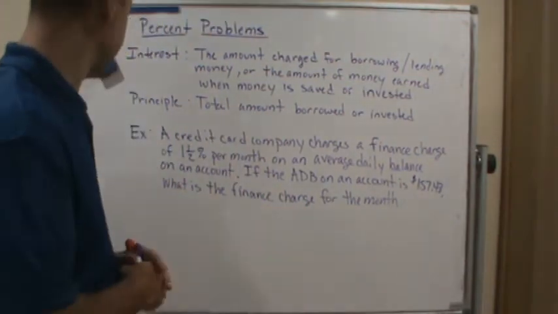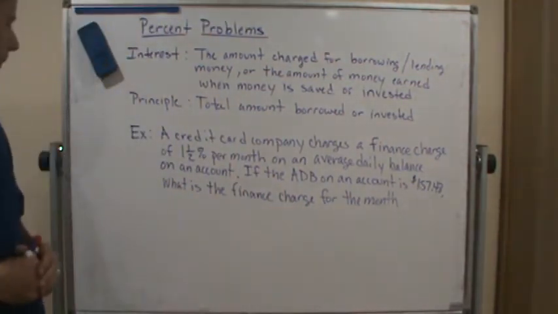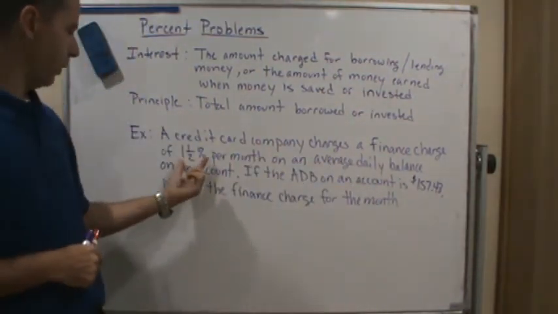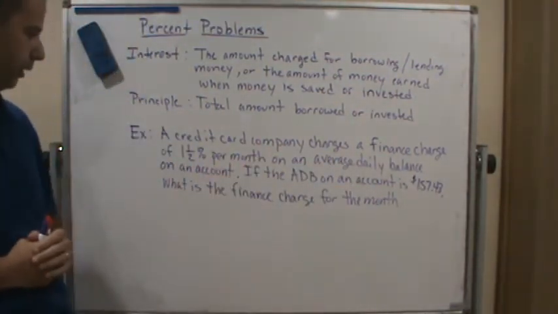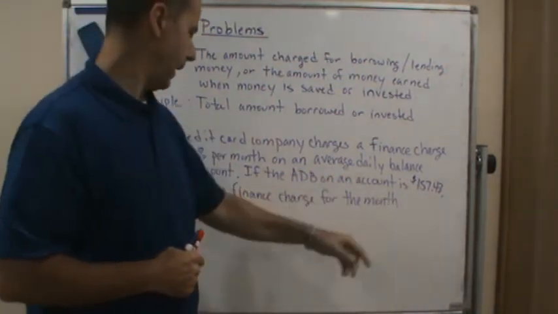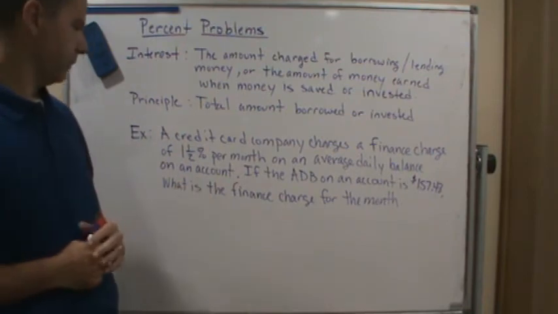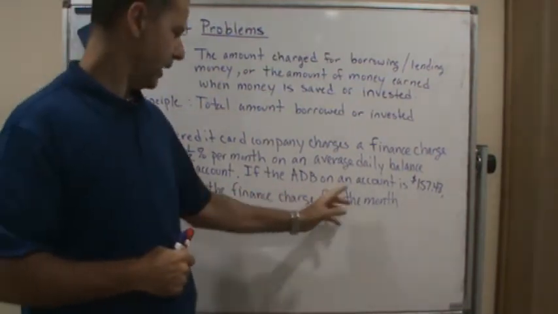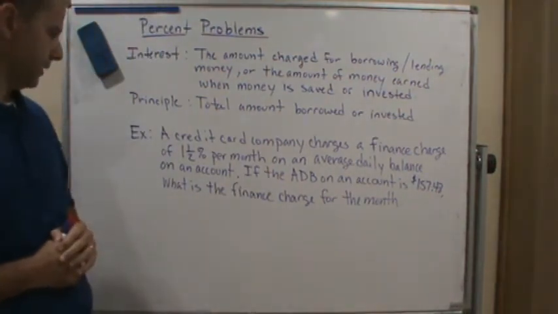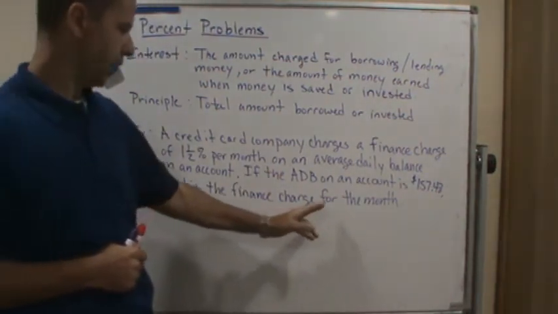Let's take this example. A credit card company charges a finance charge of 1.5% per month on an average daily balance on the account. If the average daily balance on an account is $157.48, what is the finance charge for the month?